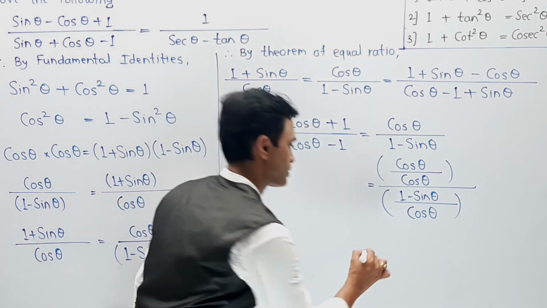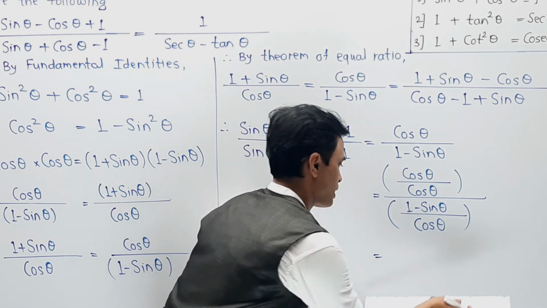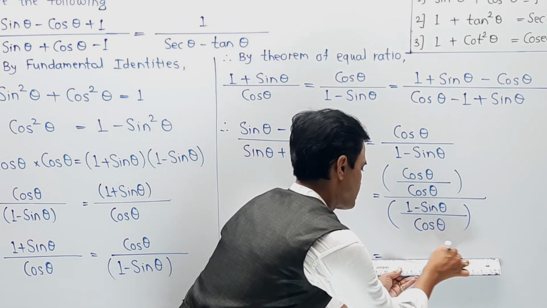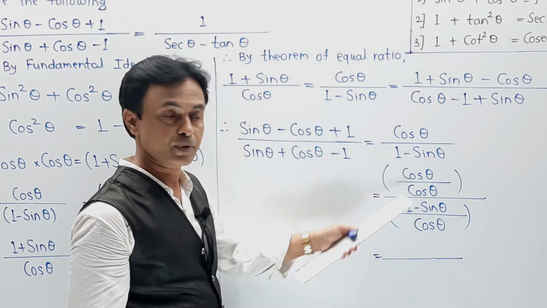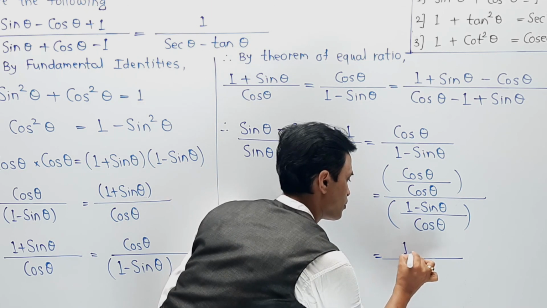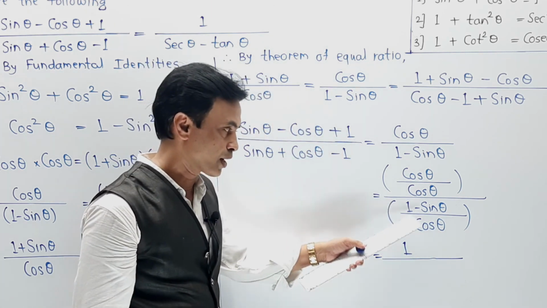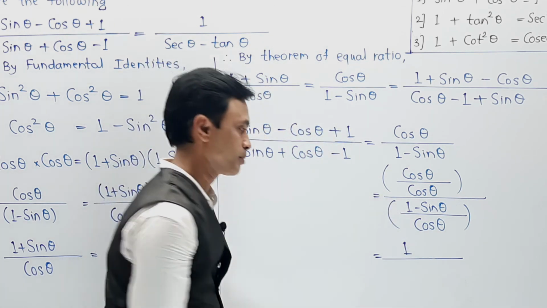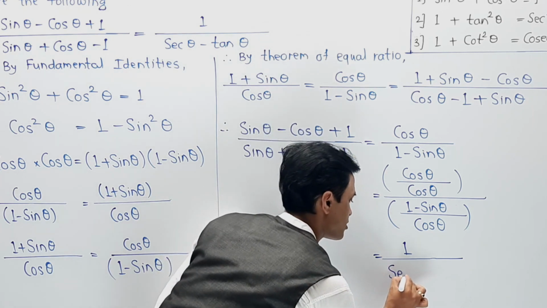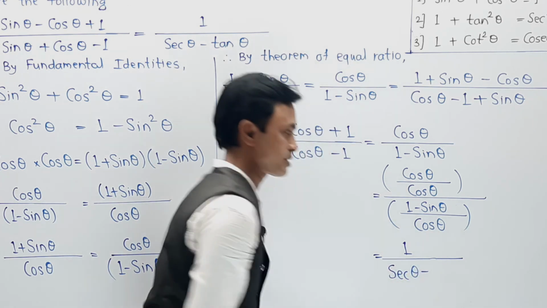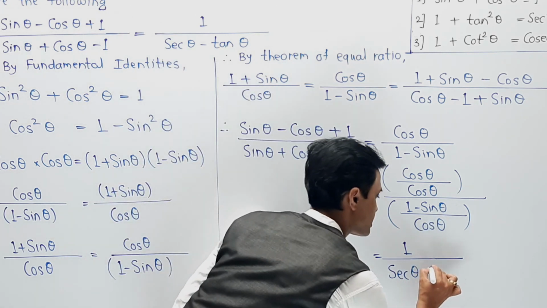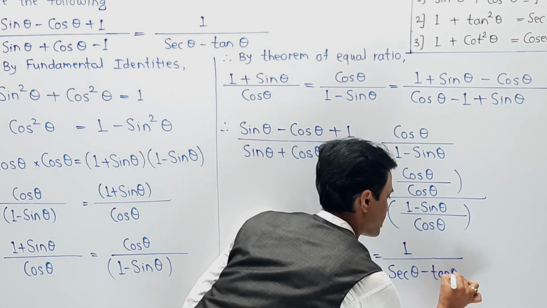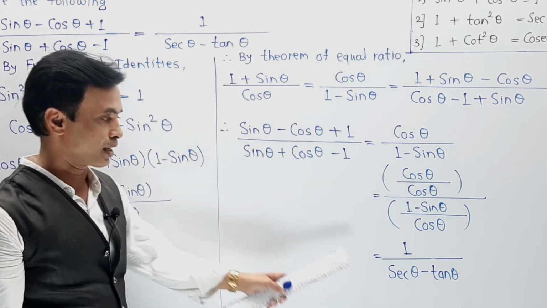How? Pay attention. The next step is the most important, and the part is cos theta upon cos theta. Cos theta upon cos theta is equal to 1. And 1 upon cos theta. 1 upon cos theta means sec theta, minus sin theta upon cos theta. Sin theta upon cos theta means tan theta. And that is nothing but your RHS.